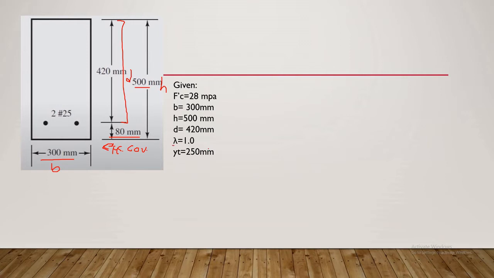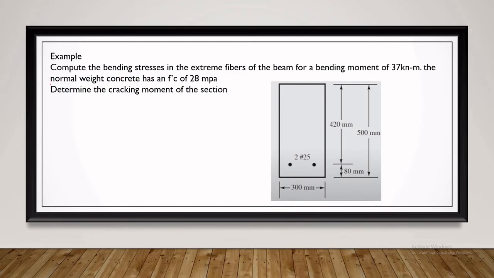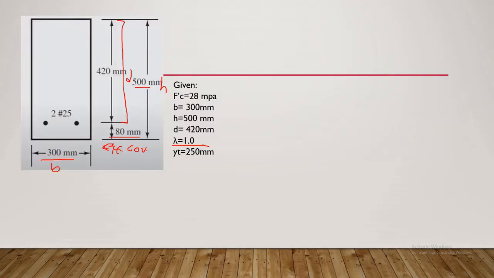Take note na yung lambda natin is 1.0 kasi according sa problem, it is a normal weight concrete. So if it is a lightweight concrete, ang lambda na gagamitin natin is 0.75. Yan. So yung YT natin is 250 mm.